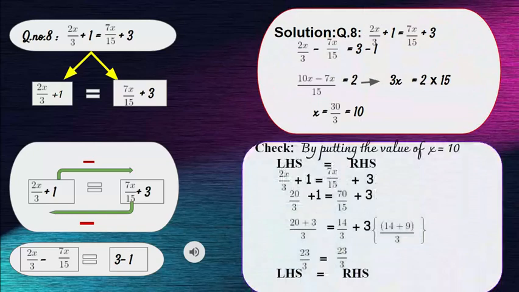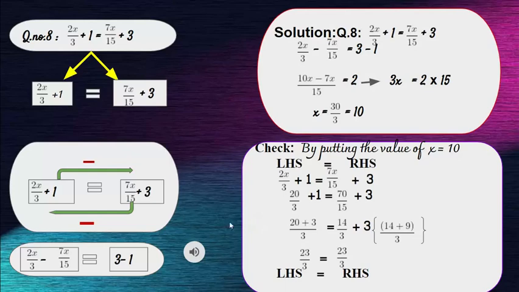Now see right side. 7x upon 15 plus 3. 7 into 10 upon 15 plus 3. 70 upon 15. Here we know that 70 and 15, HCF is there, isn't it? Common factor is there.